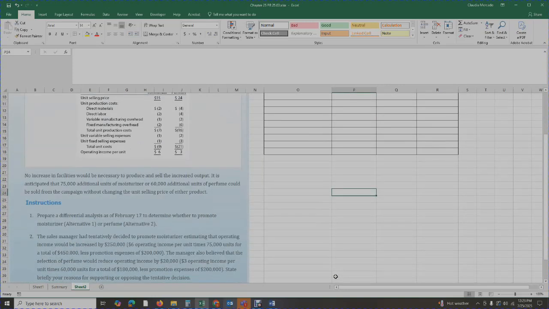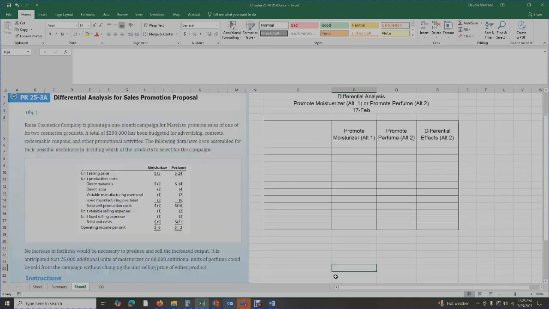Requirement 1, we're going to prepare a differential analysis as of February the 17th to determine whether to promote the moisturizer, which is alternative 1, or the perfume, alternative 2. Okay, so we've got the table set up. We've got the first row where we're going to enter the information for the moisturizer. We're going to have the second, where we enter information for the perfume. And then at the last, we have the differential effect, where we're going to compare alternative 2 with alternative 1 to see what happens. Okay, so let's begin with our revenues.